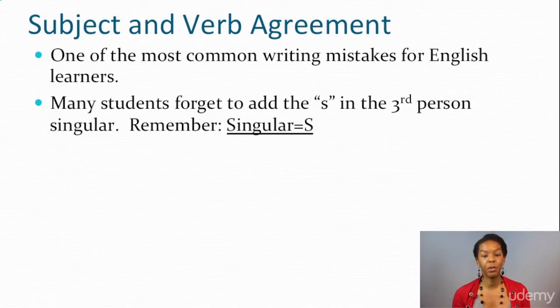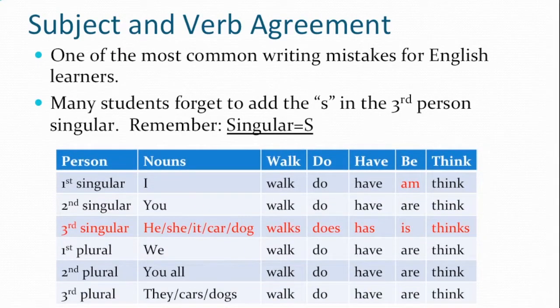So for example, if we look at this chart here, you can see that in the present tense, most verbs change in the third person singular form and add an S at the end of the verb. So a lot of people forget to make that change, and it makes a lot of errors in their writing.